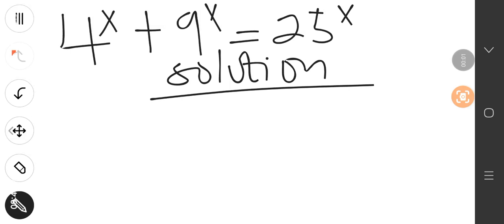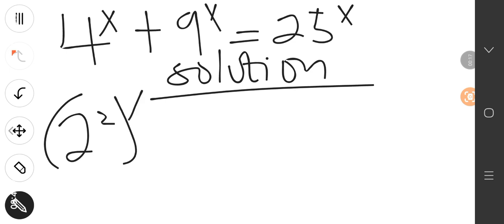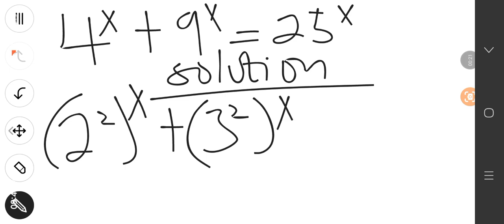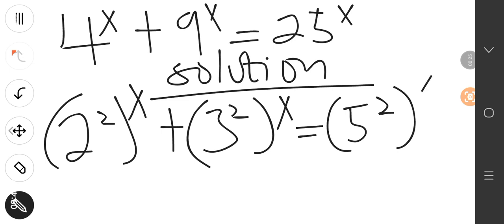Back to the class. Now you have 4 exponent x plus 9 exponent x equals 25 exponent x. By observation or by inspection, you can see the numbers in the equation are all perfect squares. So we can write 4 as 2 exponent 2, 9 as 3 exponent 2, and 25 as 5 exponent 2.